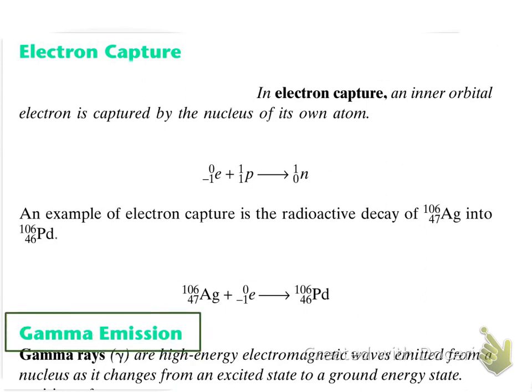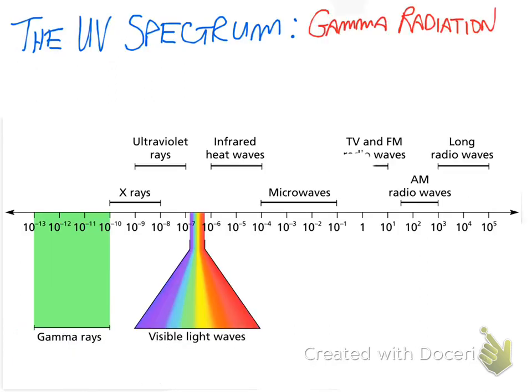Gamma rays are high-energy electromagnetic waves emitted from a nucleus as it changes from an excited state to a ground energy state. One of the easiest ways for nuclei to become more stable is by releasing energy. The energy they release is called gamma emission or gamma radiation. As I said, it's extremely harmful. Okay, here's a picture of the electromagnetic spectrum and gamma radiation.